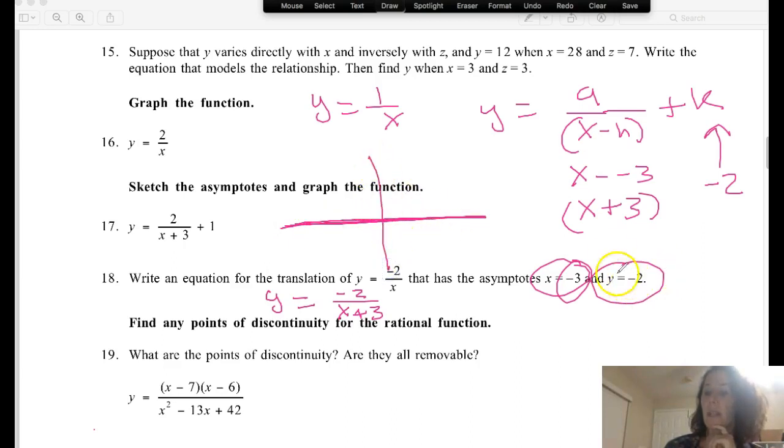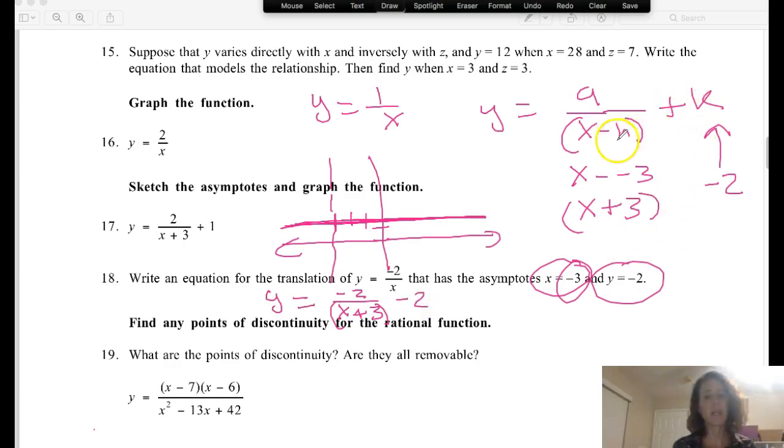If I move it down to y equals -2, down 2. Here will be my new horizontal asymptote, and then let's go x equals -3. Here's my vertical asymptote. This is where I have my asymptotes. I'm shifting down 2. So I'm going to go -2 over x plus 3 minus 2. So this is my left-right shifter. This is my up-down shifter.